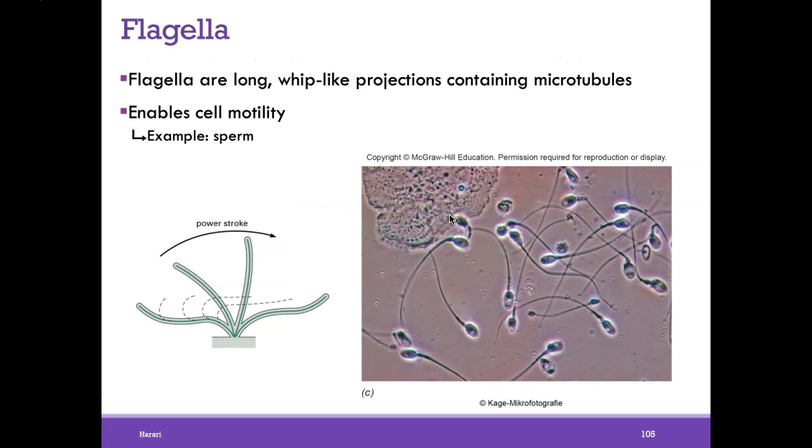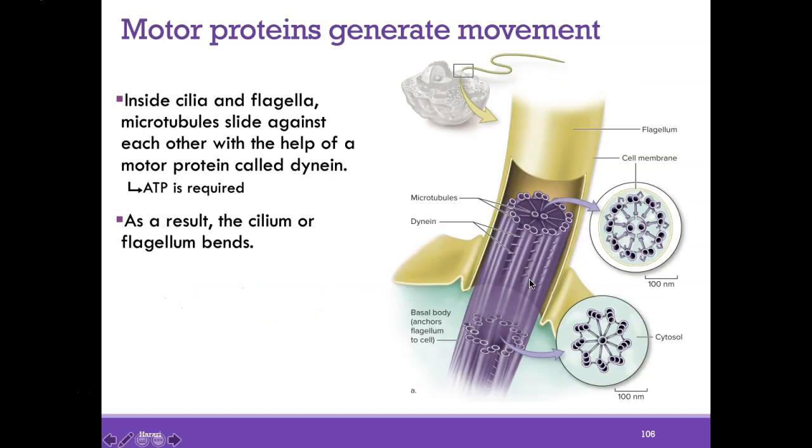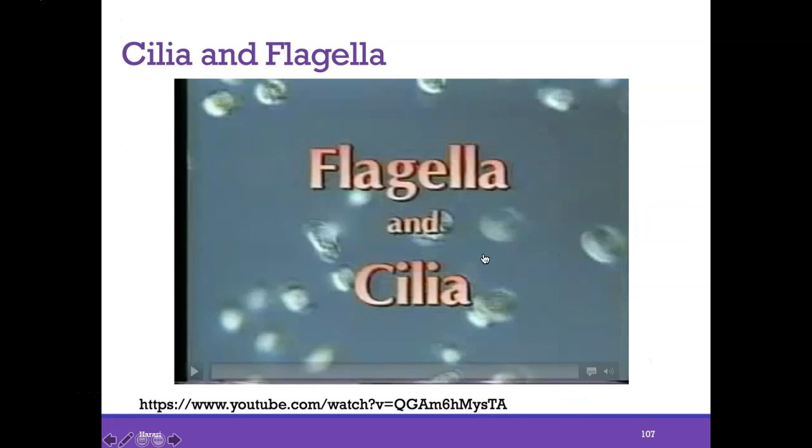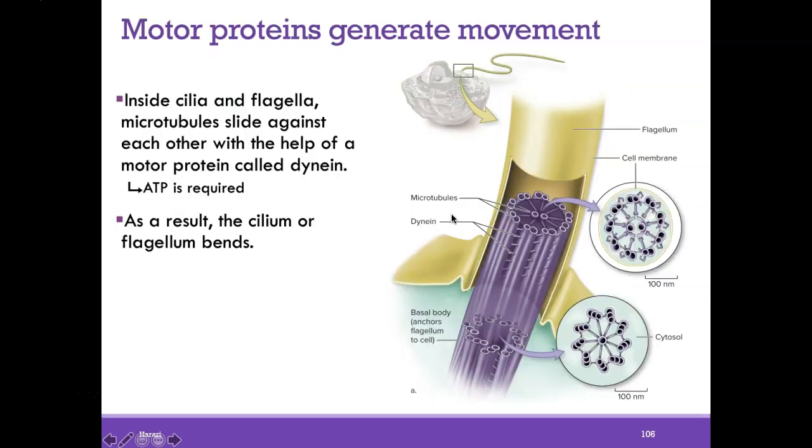Flagella, right, are responsible for cell motility, and again, these are filled with microtubules. So sperm can move because of microtubules. Right? So within the sperm, within cilia and flagella, microtubules slide against each other with the help of the motor protein dynein. And ATP is required, of course, but what this causes is bending back and forth. So this ATP hydrolysis can cause this flagellum to beat back and forth.